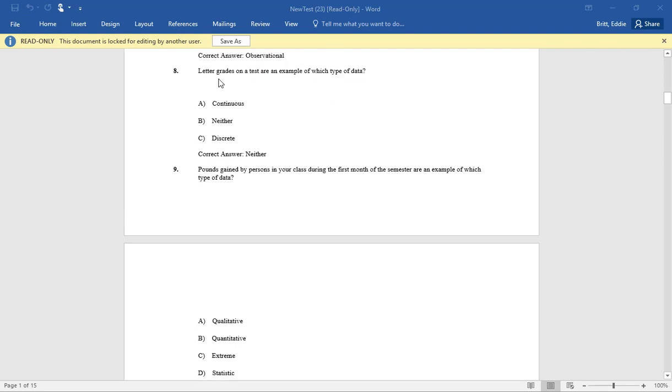Number 8, letter grades on a test are an example of what kind of data? Continuous, discrete, neither. Well, letter grades, that's going to be nominal or ordinal, right? It's one of those two. So it's not discrete or continuous. It has to be interval or ratio data to be continuous data or discrete data. So that's why it's neither.